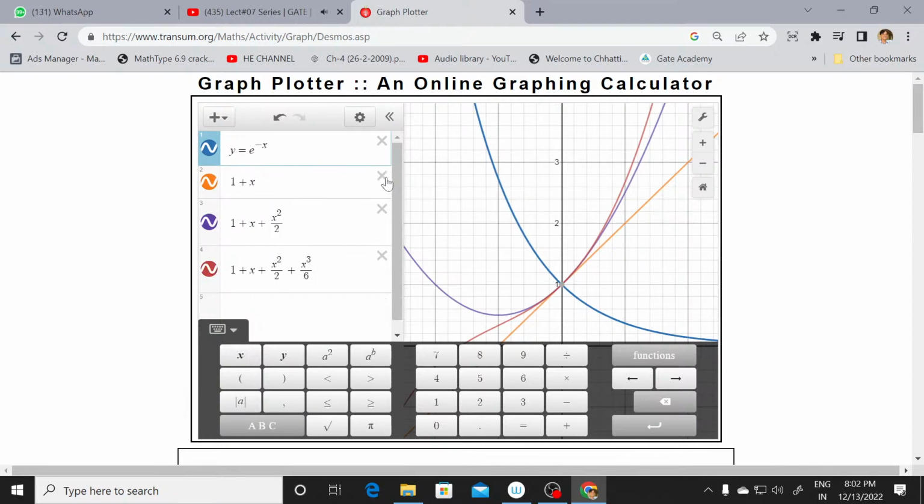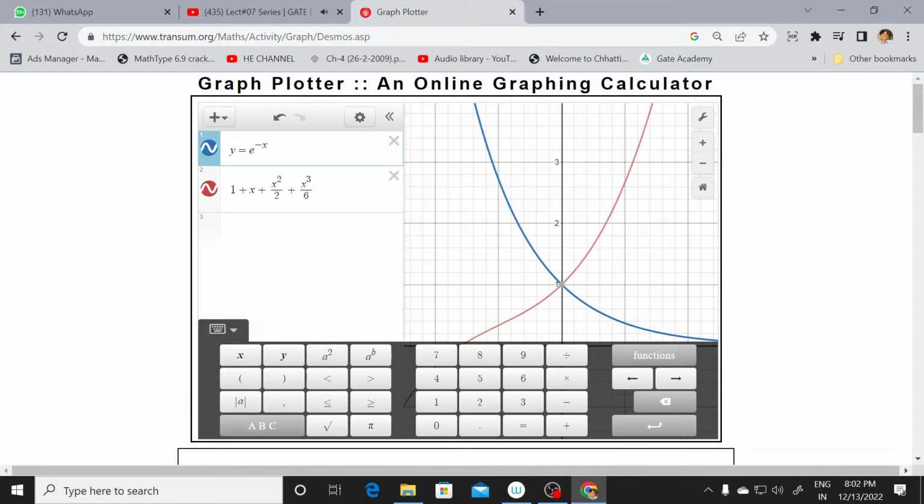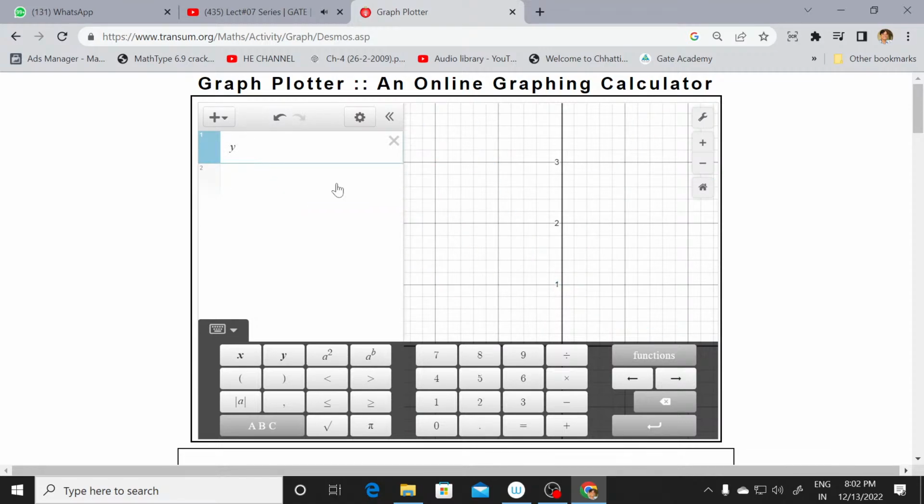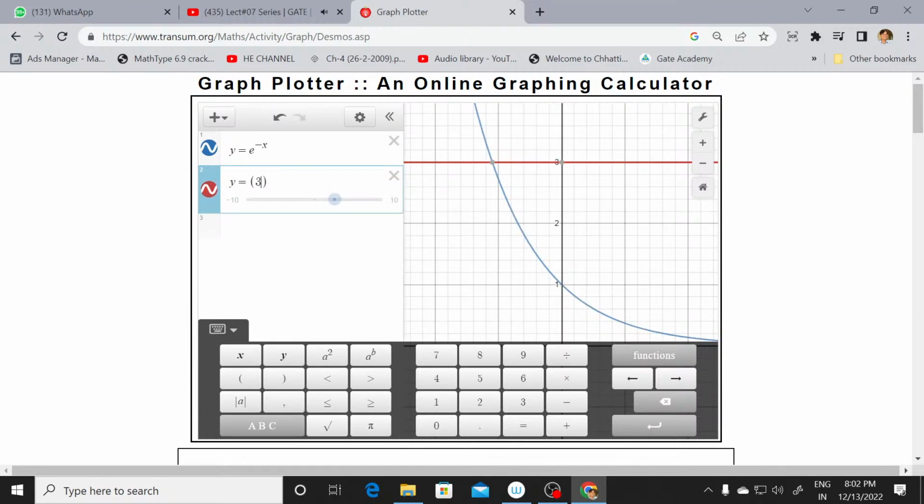Let me cancel the remaining plots. And the linear approximation which we had taken over here, you yourself would be able to see, it is 3 minus x. Let me copy this down. So it is 3 minus x. Here comes 3 minus x, and then goes e to the power of, and here goes minus 2.